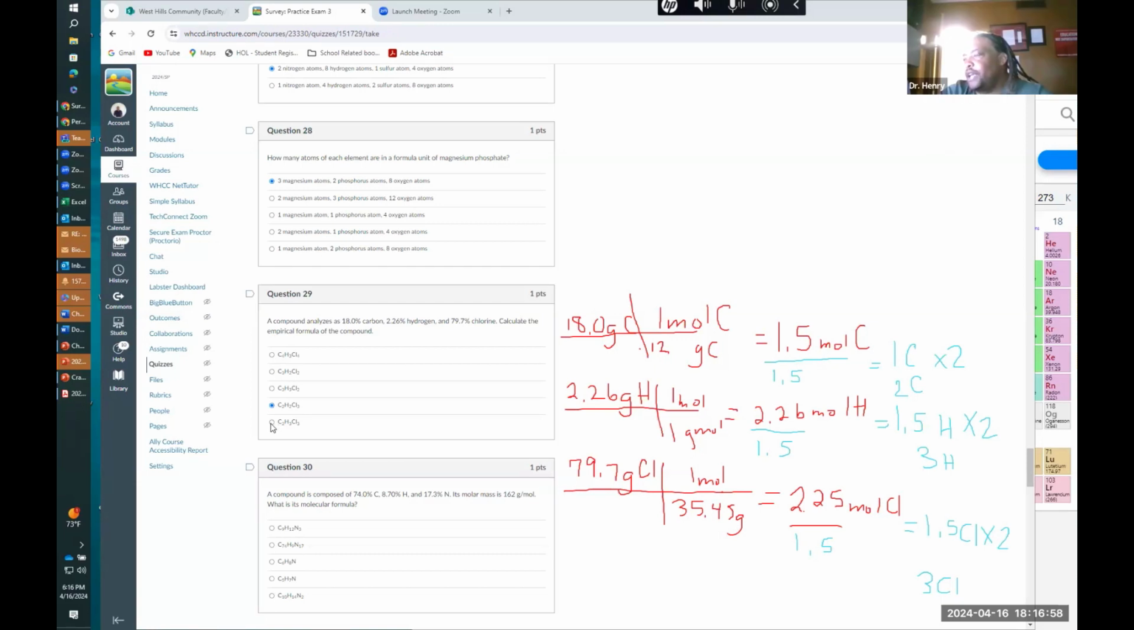So 2 carbons and 3 hydrogens. What's the last one? Yeah. Trying to get the button to press. Oh. Yep. Okay. That's our answer. Okay. I'll let you get that down.